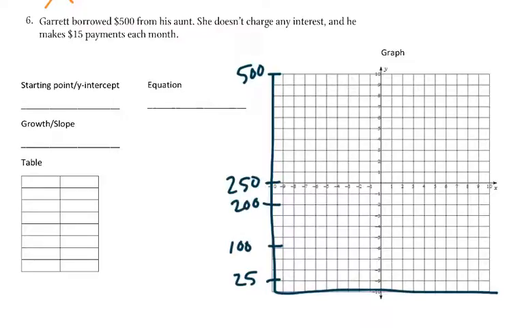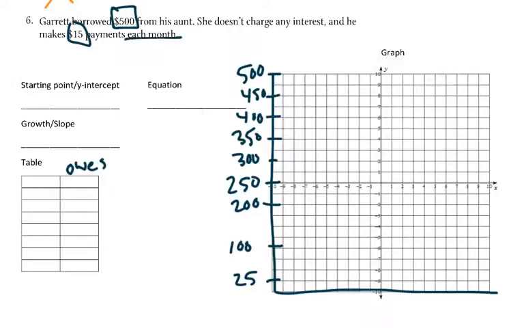So there's just some reference points to give us an idea. Okay, so we're talking about how much Garrett owes, right? And how much he owes is going to get less and less each month, right? So when we start our first month, he owes $500, right? So there's our starting number. Y equals our starting number.